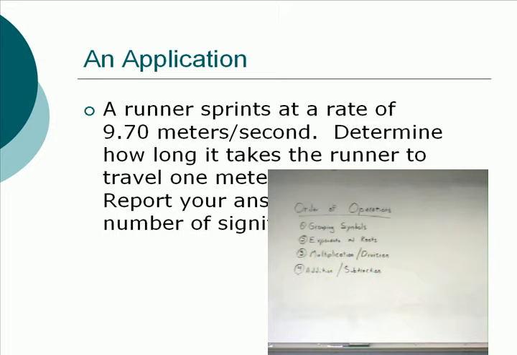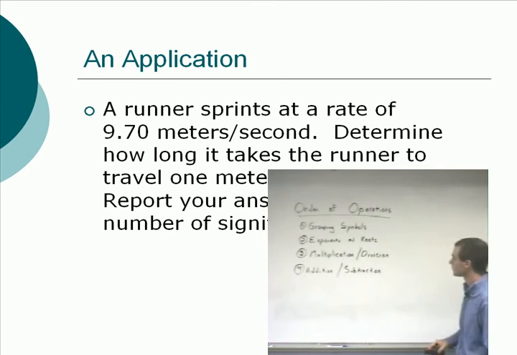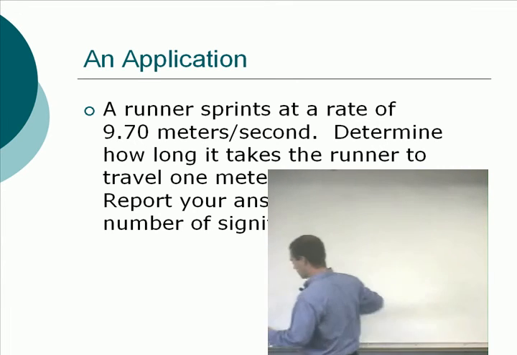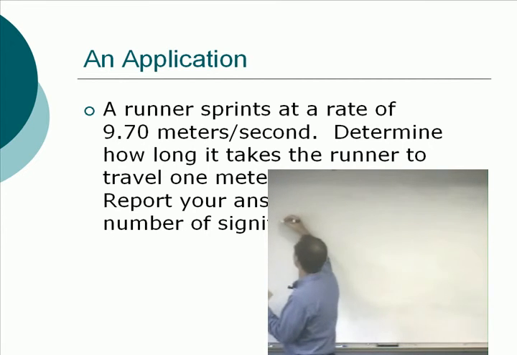Okay, we're going to look through just one problem here that has more than one operation involved with it. We'll work through that and report the correct number of significant digits, and then we'll wrap up. Everybody have those? Okay, let's just do one short example here. Let's suppose we have this problem.